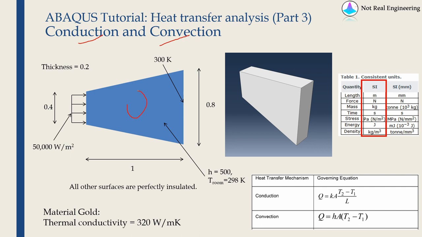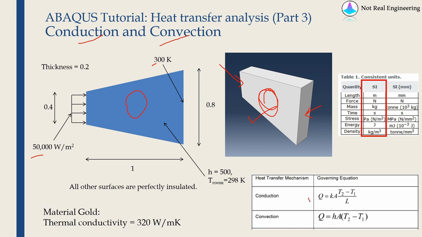This is the geometry of the problem. It's a three-dimensional slab. We will apply a temperature boundary condition on one side. We will apply a flux boundary condition on another side. The value of temperature boundary condition is given over here. Value of flux boundary condition is given over here. And then we will apply a convection boundary condition on this surface. And the other remaining three surfaces, we will assume they are perfectly insulated.